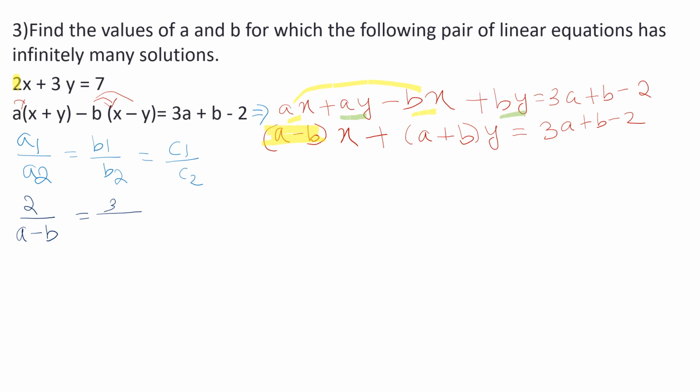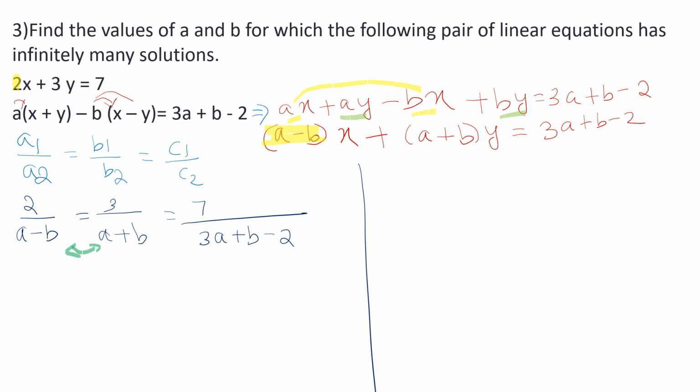The coefficient b1 is 3, and here the coefficient b2, that is the coefficient of y, is a plus b, and the constants are 7 by 3a plus b minus 2. In this question, there is nothing common, you cannot cancel this 7 with any of the numbers. So we need to first equate, maybe the first two things we will equate first.